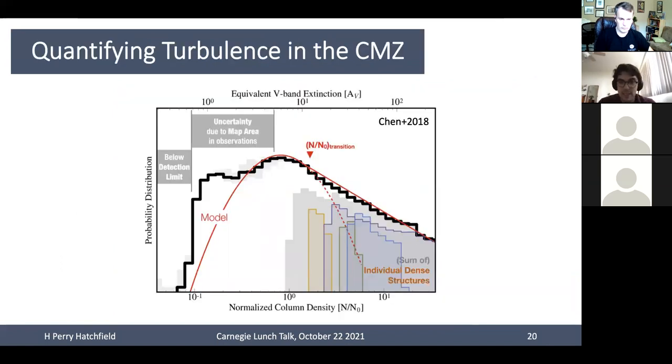Studying turbulence is tricky to do from observations. In particular, the galactic center is pretty far away. So a lot of our typical methods are limited by confusion and by error from the methods that we use to observe them. One metric for understanding turbulence in the galactic center is to look at the probability distribution function of the column density of the gas. And this has been used as a theoretical and observational metric for constraining the strength and type of turbulence that occurs within molecular clouds.